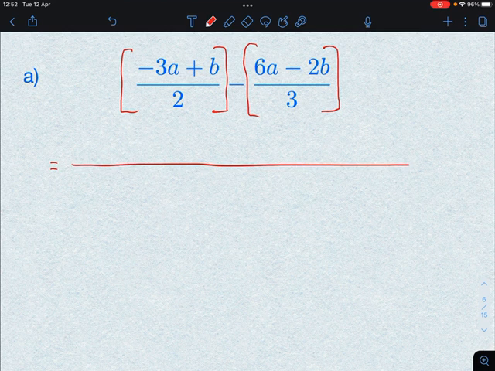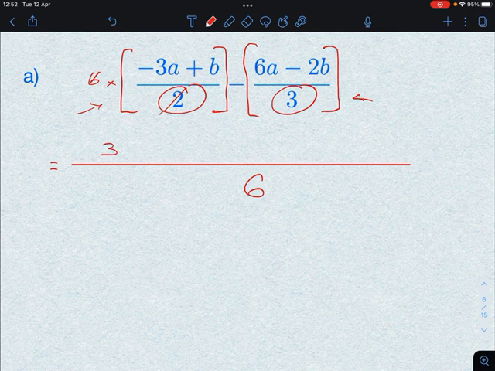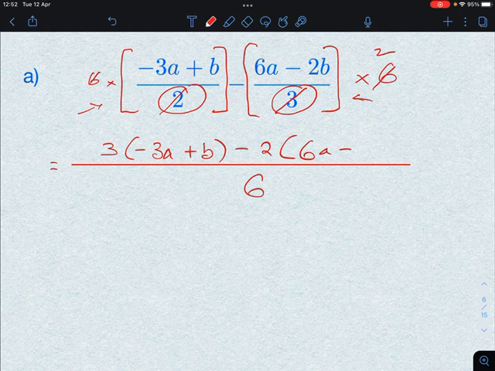And of course the next step is to find the LCM. So we have 2 and 3. The LCM obviously will be 6. So we're going to multiply each fraction by 6. When you multiply by 6 here, 2 and 3 cancel off, we get 3. So 3 bracket negative 3a plus b. And when you multiply this second fraction by 6, you multiply by the LCM, 3 and 6 you get 2. So minus 2 here, we get 6a minus 2b.